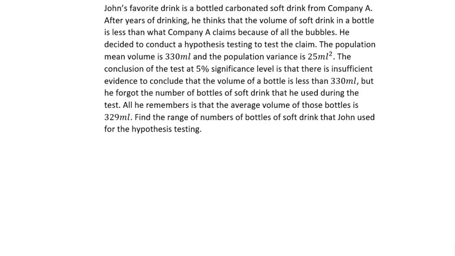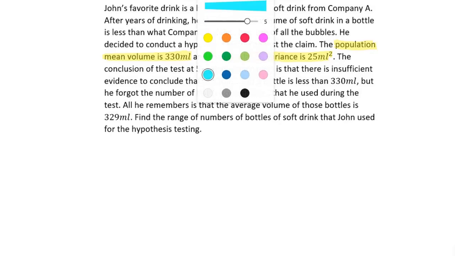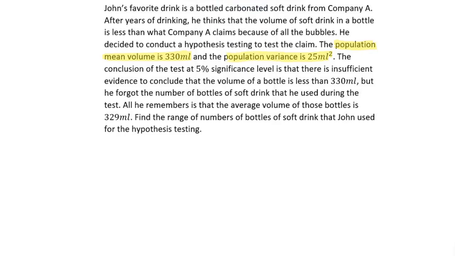The population mean, this is important, so let me highlight, the population mean is 330. The population variance is 25 milliliters squared. The conclusion of the test at 5% significance level, let me highlight the 5%. At the 5% significance level, there is insufficient evidence to conclude that the volume is less than 330. That means we can't really tell whether the company is telling the truth or not.